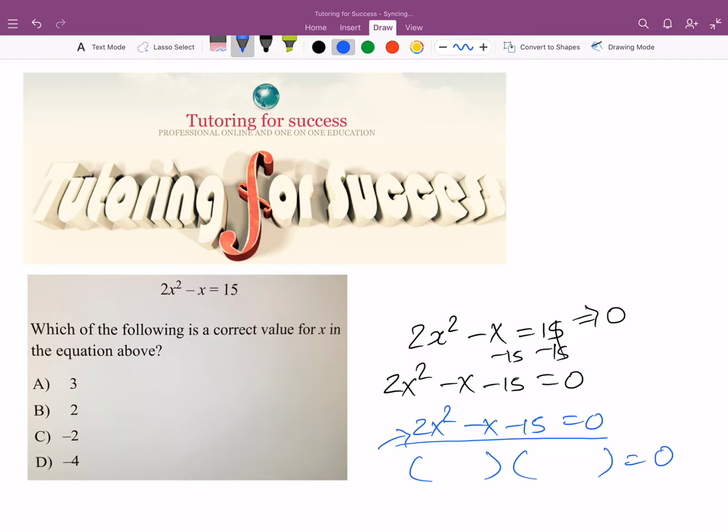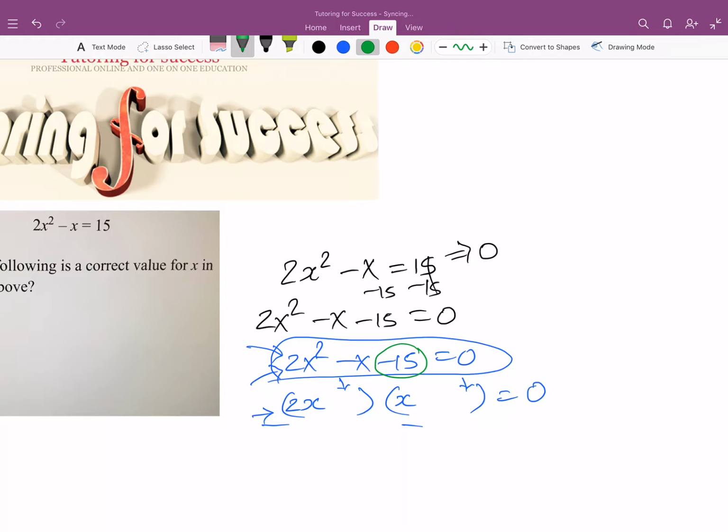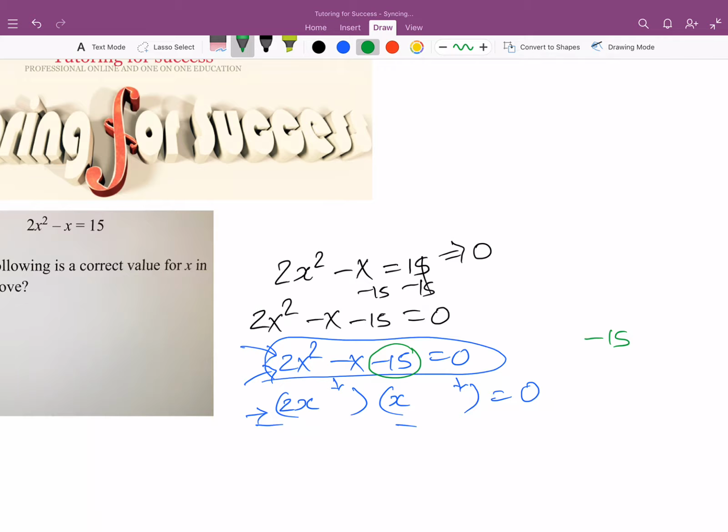Every time you have this kind of equation to factor out, first you have to focus on whether there is any coefficient of x squared. In my case, yes, there is a 2. So we're going to write 2x in one of these parentheses. It doesn't matter which, it could be this or this. So let's stick with this, 2x, and then x here. But I also need to fill out the constant portion here. You noticed my constant here is negative 15. So what does that mean? That means whenever I write a number here, the product of those two numbers has to give me negative 15.